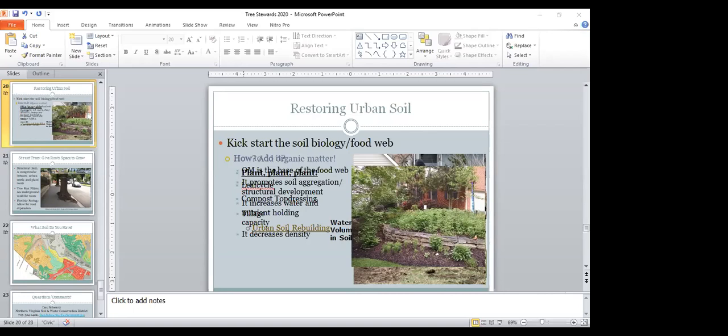So what they've done here is they have, this is a tree box, or well, the little grass strip between the sidewalk and the roadway.